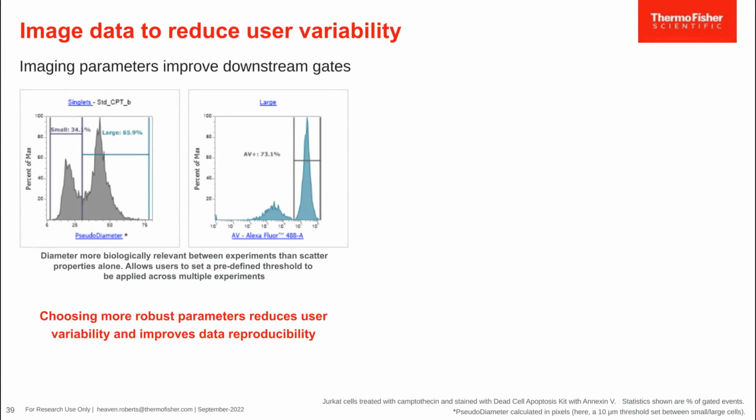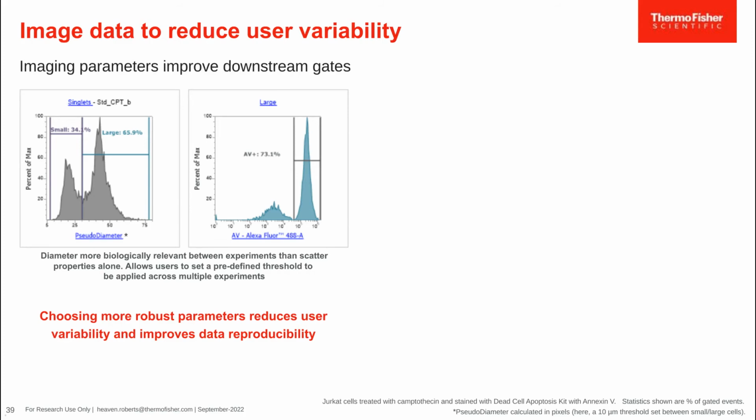Here, instead of using that kind of manual process of a side scatter and forward scatter gate, I've chosen to use something that we're calling pseudo diameter. This is a derived diameter from the area. For me, this is a bit more applicable to the cells as well. I would expect apoptotic bodies to be very small in appearance, and I would expect healthy cells to be quite large. These are Jurkats. Keep in mind the pseudo diameter at this time is in pixels. So essentially my threshold here is for a 10 micrometer cell.